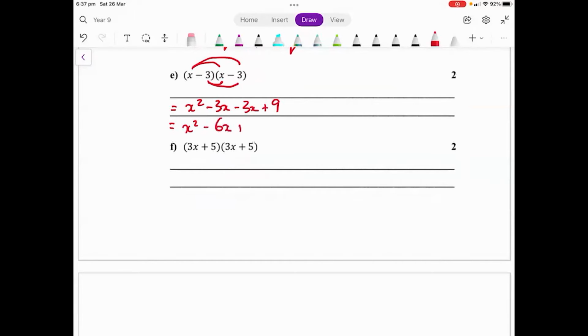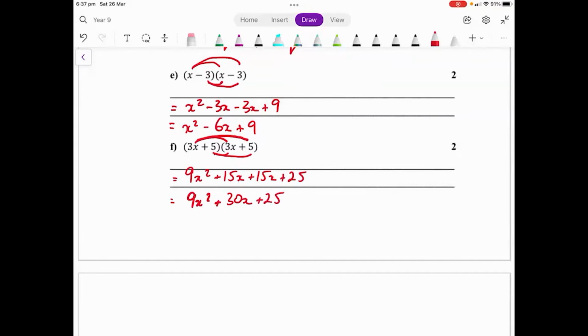Question f is very similar. We draw our eyebrows. 3x times 3x is 9x squared. 3x times 5 is 15x. 5 times 3x is also 15x. And 5 times 5 is 25. We combine the like terms together. That gets us 9x squared plus 30x plus 25.